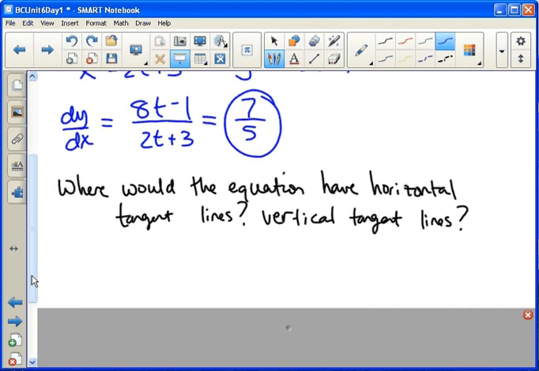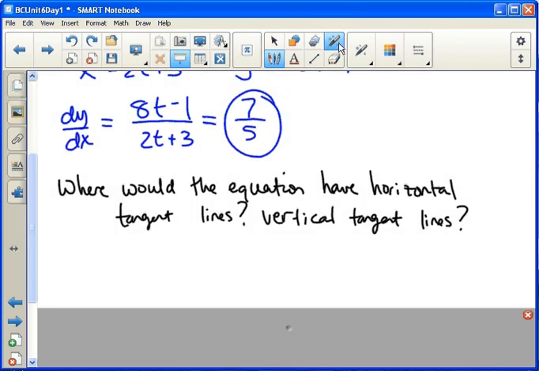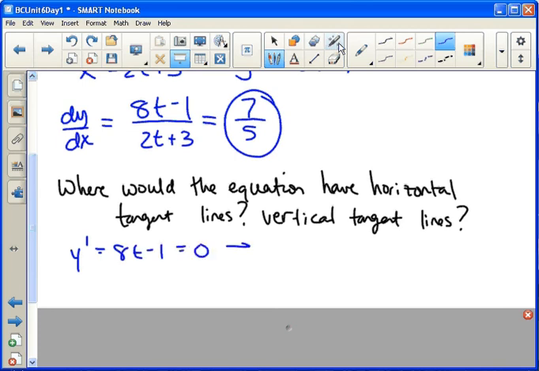So horizontal lines, that happens when our slope is 0. So look back right here at this fraction. We want to think about where it would equal 0. Well, a fraction is going to equal 0 when the top is equal to 0. So when y prime, which is 8t minus 1, equals 0, we're going to have a horizontal tangent line.